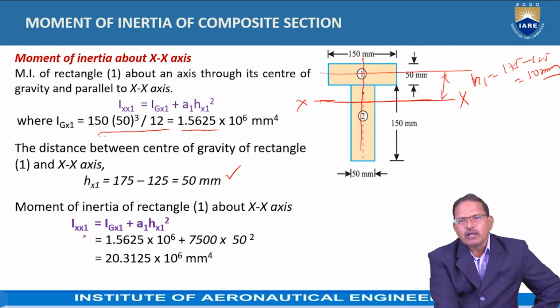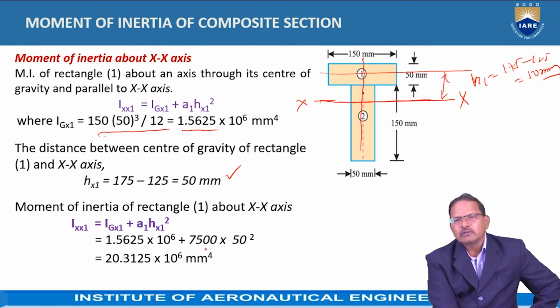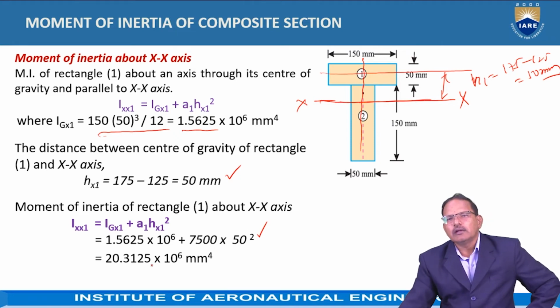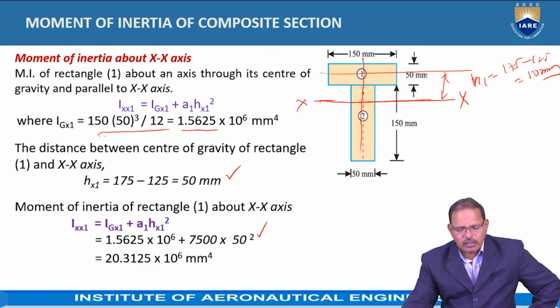On substituting these values, IXX1 is equal to IGX1 plus A1 H1 whole square, which is 1.5625 into 10 to the power of 6 plus 7500 into 50 square, which is equal to 20.3125 into 10 to the power of 6 mm to the power of 4. This is the moment of inertia of the first rectangle about the central axis parallel to the x-axis.